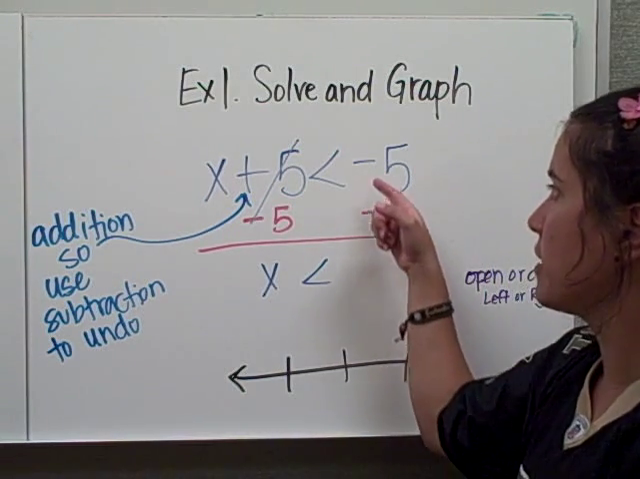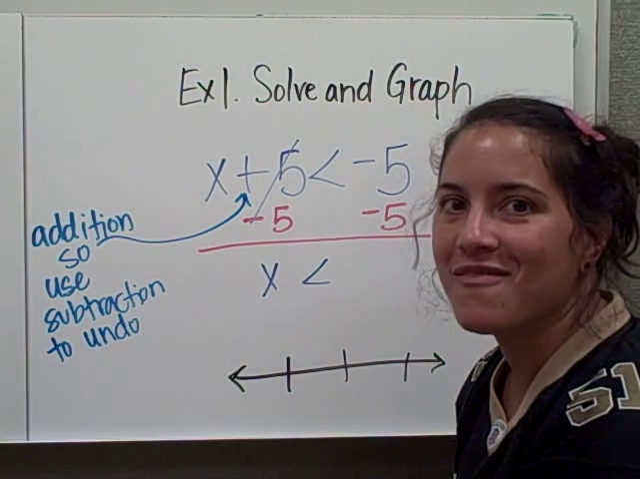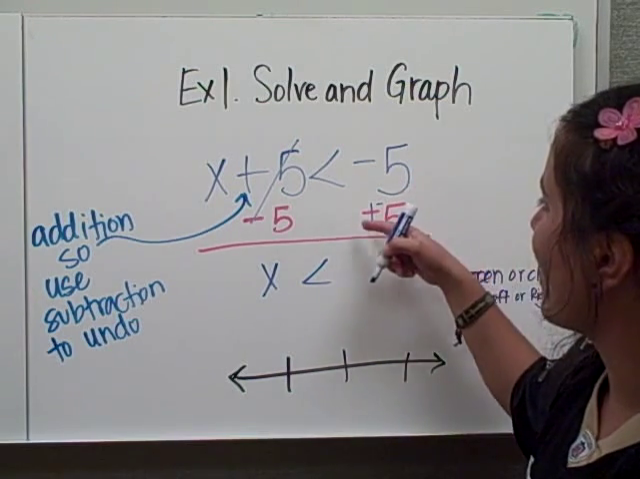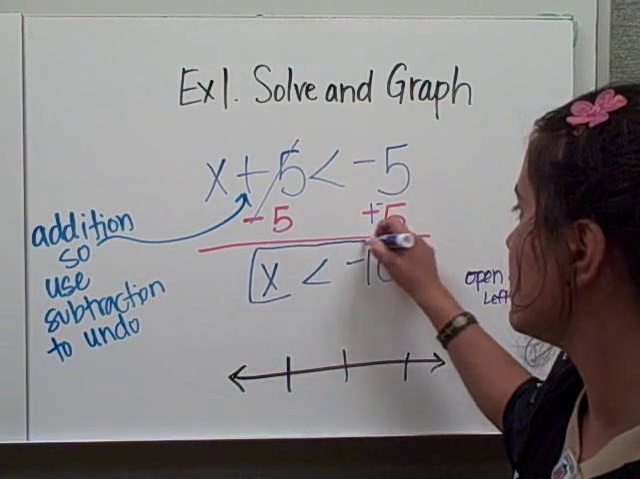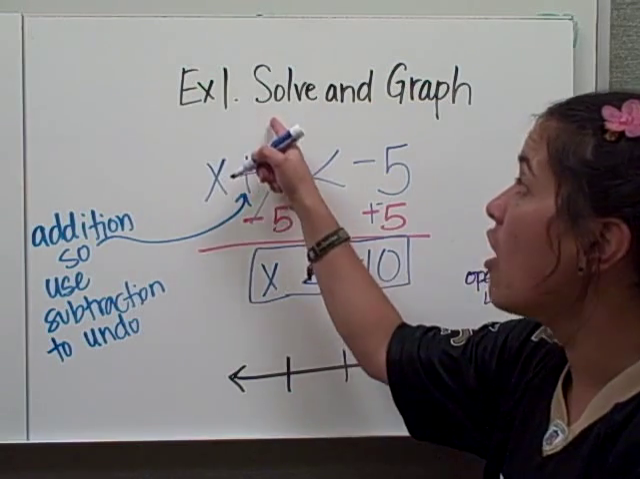I haven't finished it out because negative 5 minus 5, some of you might be thinking, oh, negative 5 minus 5 is 0. However, it's not. We have to touch twice. Negative 5 plus negative 5 is negative 10. So my inequality solution is x is less than negative 10. That is the solving piece.